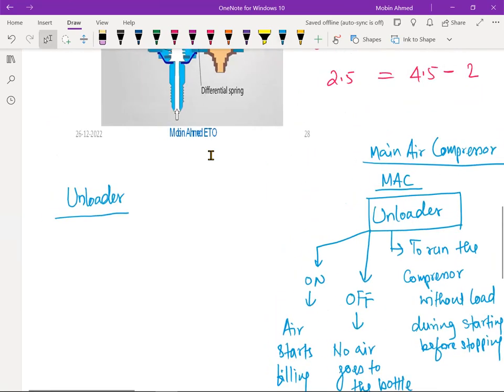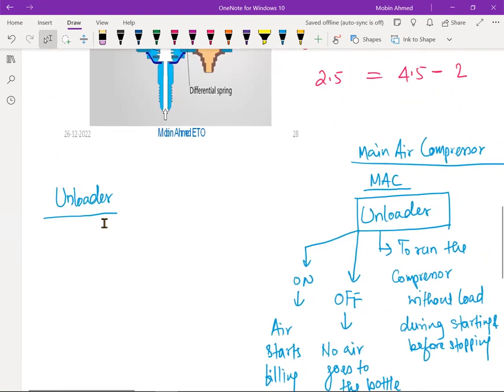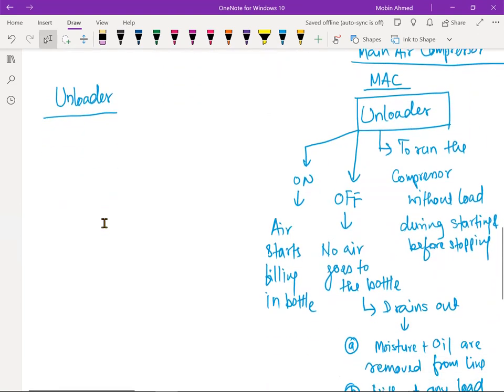Now here the unloader is there. This is very different. Here it is going to control the capacity. It is used for capacity control. Let's understand what this capacity control is.